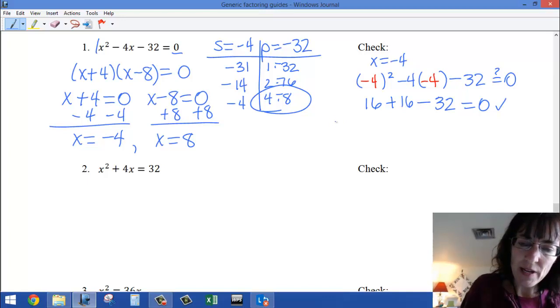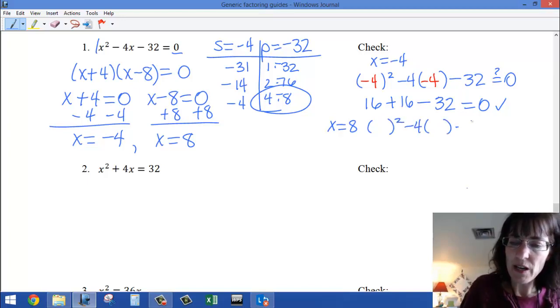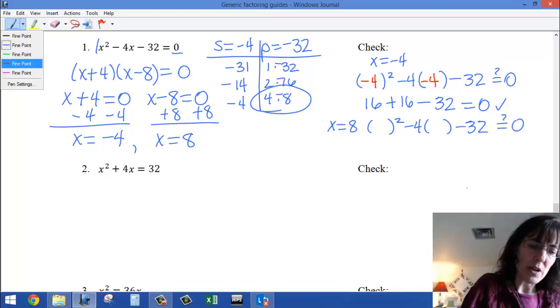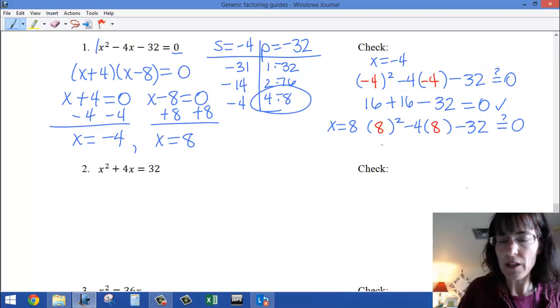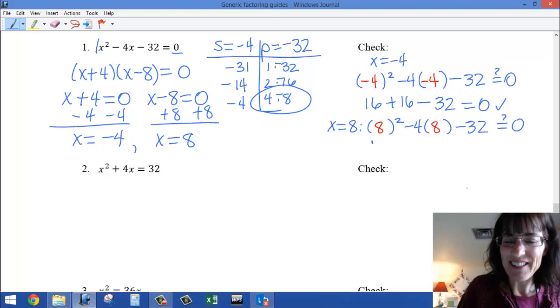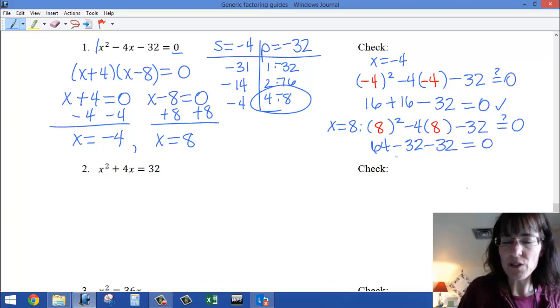Check my other one. X equals a positive 8, so I have my x is being squared minus 4 times that x minus 32 should be 0. Plug in my positive 8, and I have 8 squared. That's 64, not 16. 64 minus 32 minus 32 equals 0. And 64 minus 32 is 32. And then minus 32, definitely 0. So that checks out.